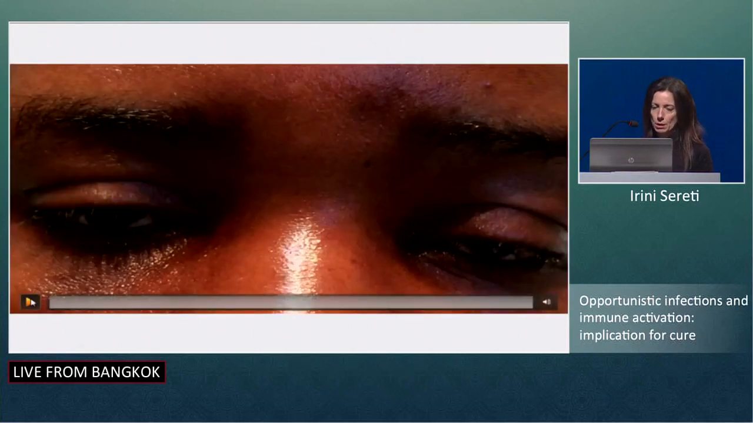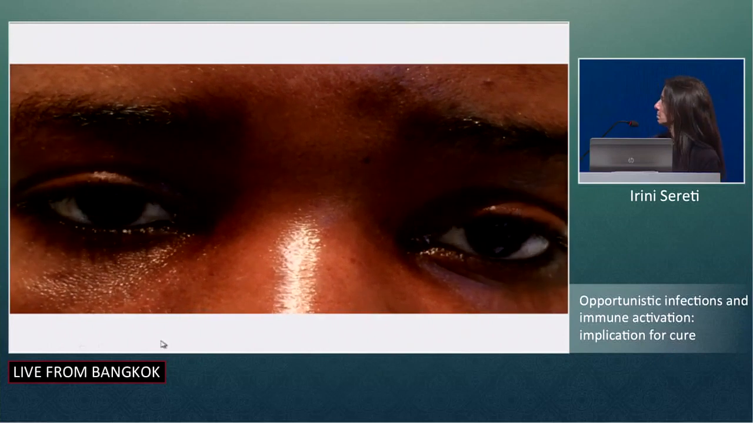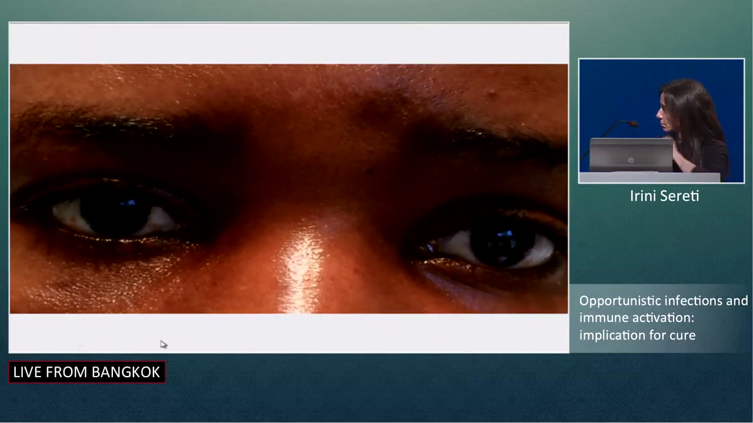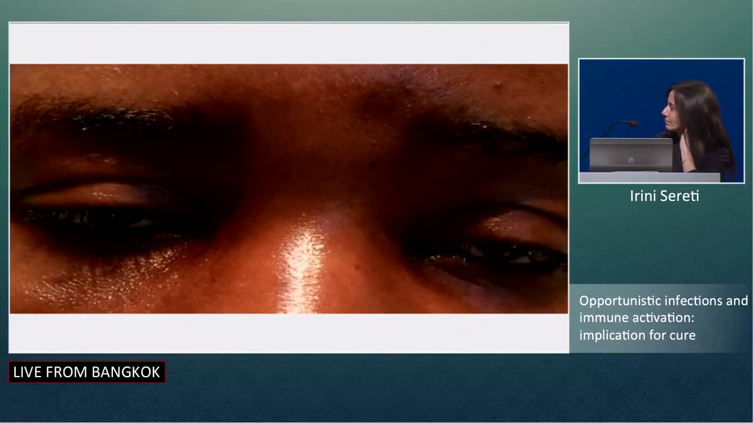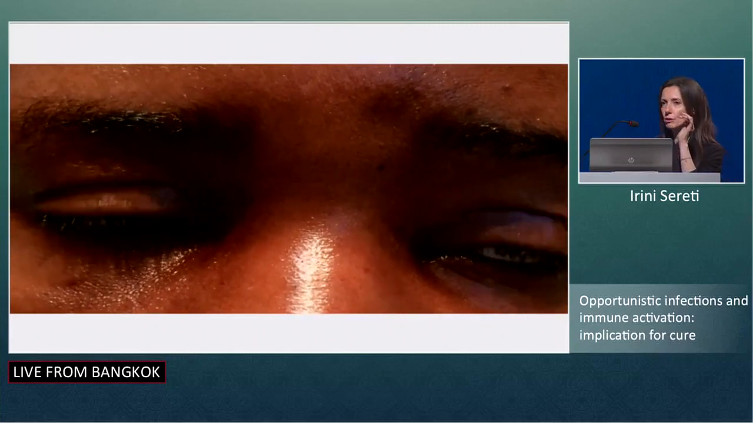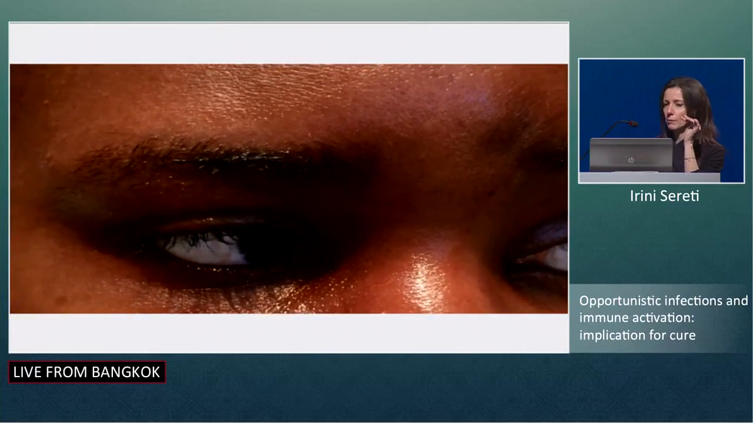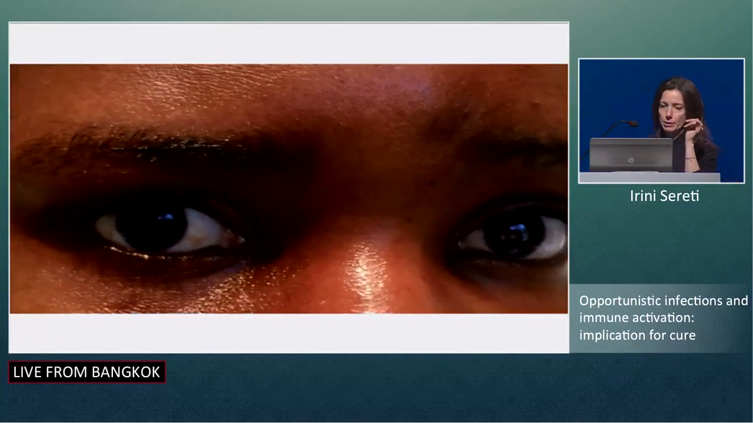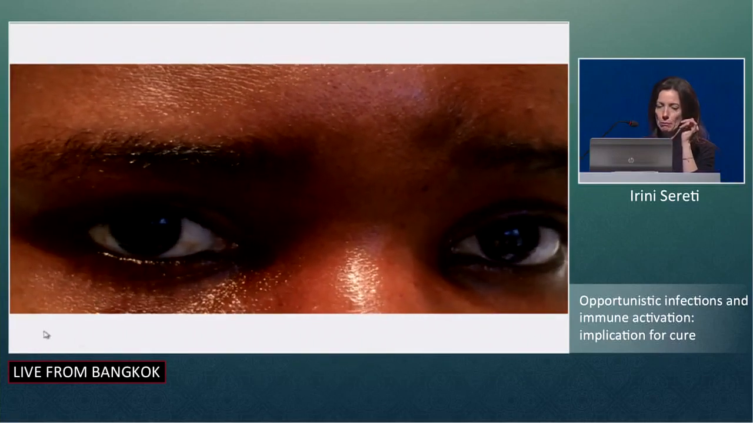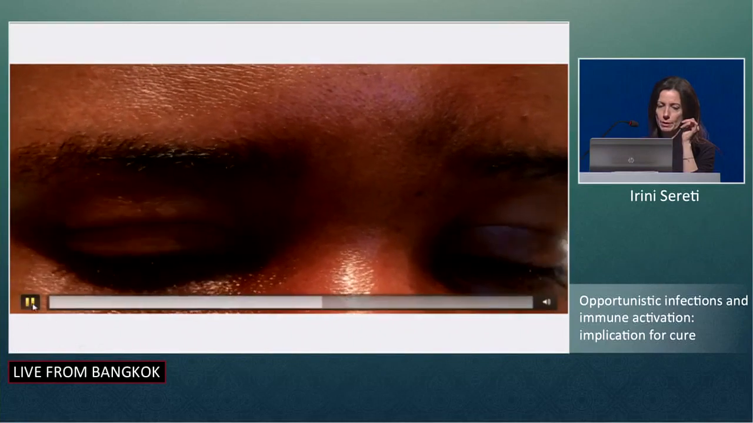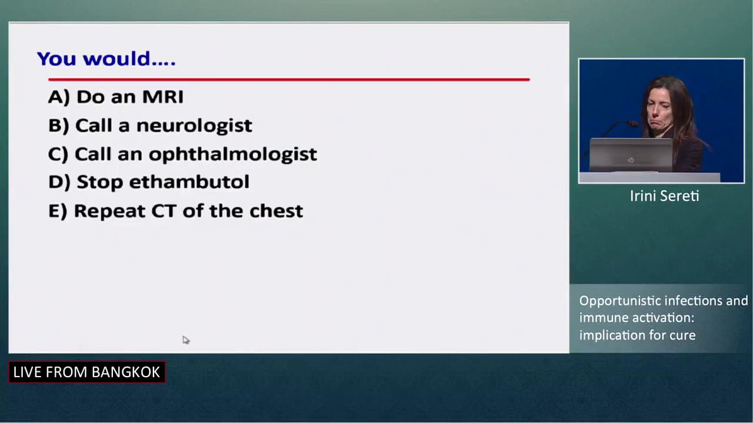And we found this on physical exam. Even when she fixated her stare, as we're doing now, she still had it. Okay, good. So you would do an MRI, call a neurologist, call an ophthalmologist, stop ethambutol, repeat CT of the chest.